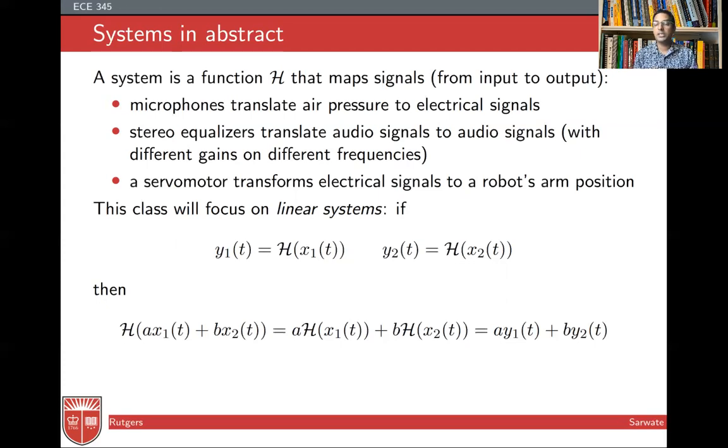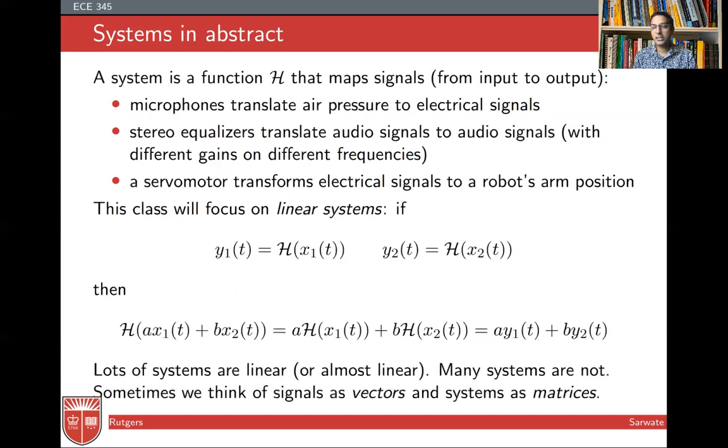And that's a desirable property because it allows us to do what we call superposition. You take a signal and you take another signal, you superimpose them, that is, you add them together, and when they come out, it looks like the superposition of the corresponding outputs. That's super handy from a mathematical perspective to try and analyze and understand what systems are doing. It leads to a very beautiful theory we'll see of Fourier analysis. So lots of systems are linear, or almost linear. Many systems, of course, are not.